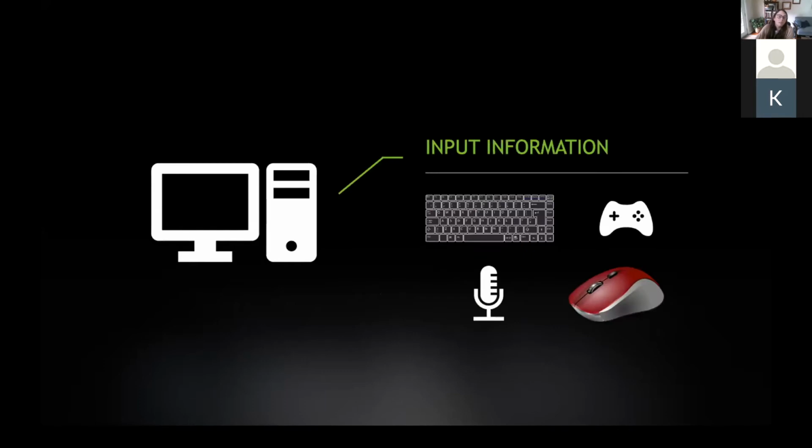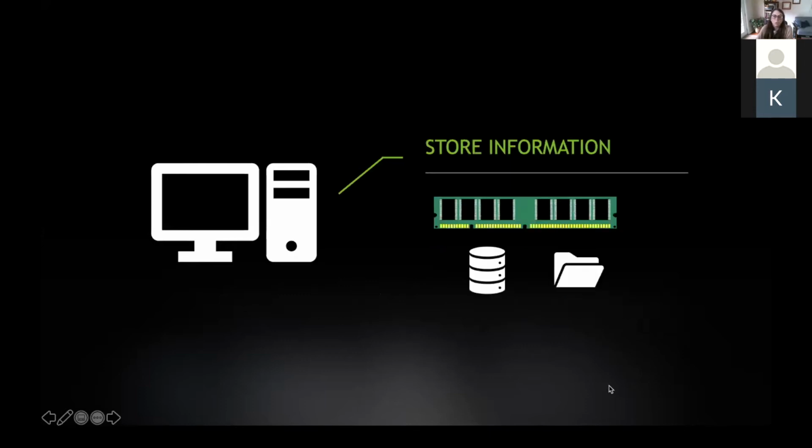So you input information in different ways. We type on the keyboard, we use the mouse. People play video games now, so you can hook up controllers. Maybe you speak to your computer. When you store information, that's usually stored on disk. We put it in files or in memory and RAM.